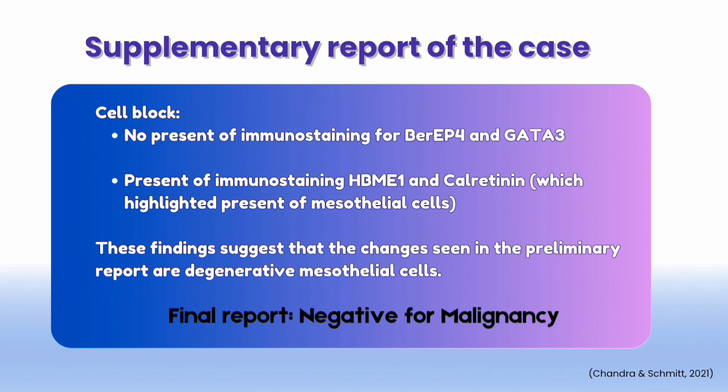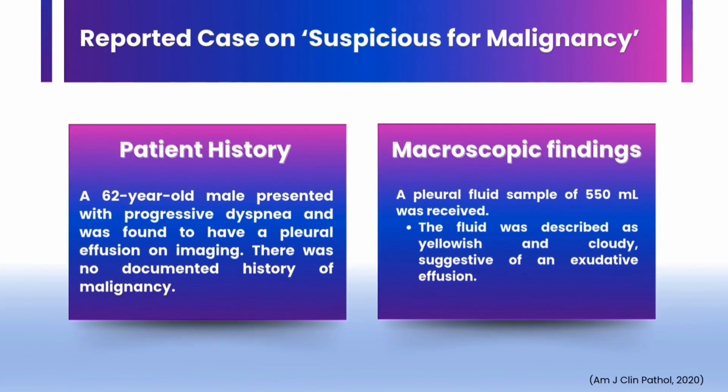After the follow-up investigation, the supplementary report findings suggested that the changes seen in the preliminary report are degenerative mesothelial cells. Therefore, the final diagnosis came out as negative for malignancy. Next, we're going to look at the reported case on suspicious for malignancy.